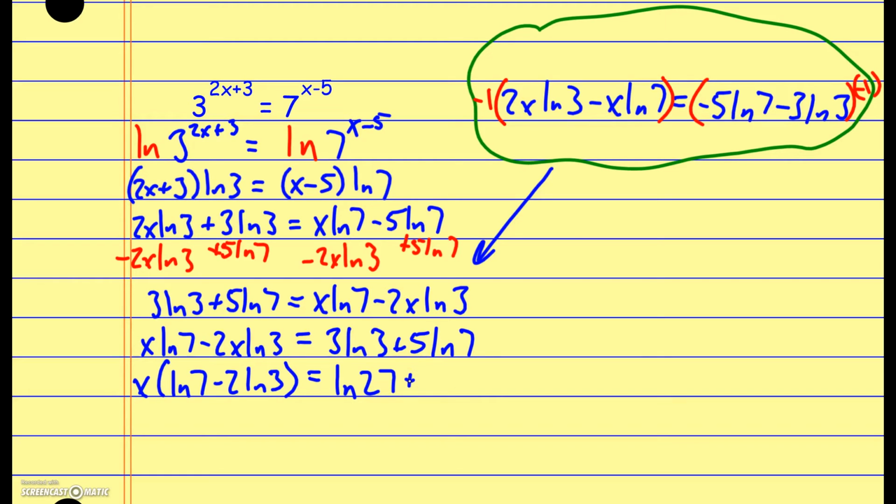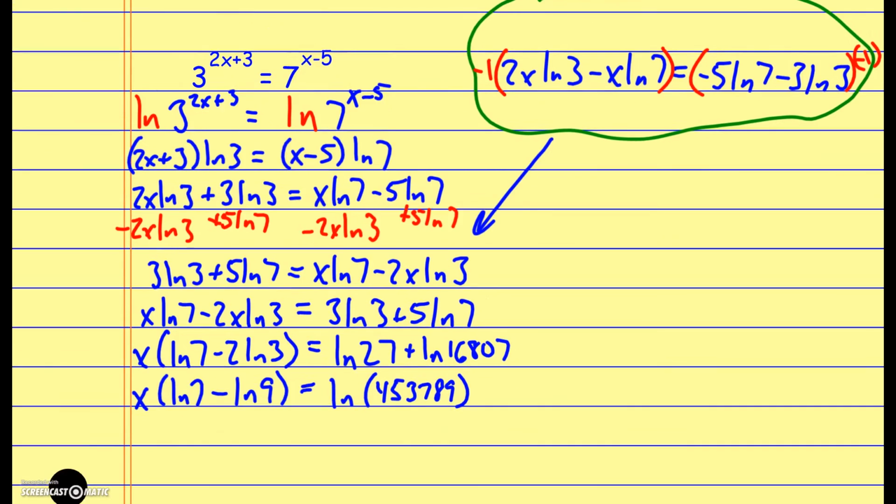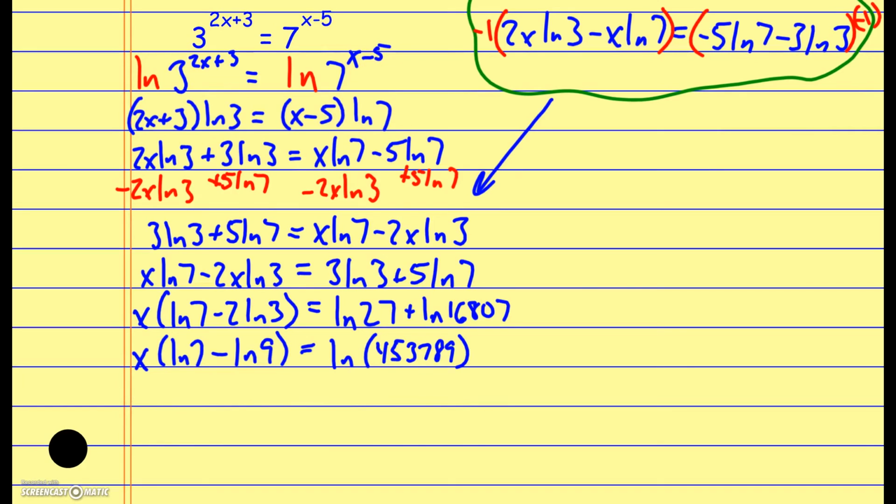Over here I can bring that 5 up as an exponent, which gives me the natural log of 16,807. And now from here I can simplify this even more. Over here, look at this guy, natural log of 7. That 2 can go up as an exponent, so that becomes the natural log of 9. Over here I could multiply these things, so this becomes the natural log of 27 times 16,807 is 453,789. And now again over here I can simplify a little bit more. This becomes x, this becomes the natural log of 7/9 because I divide.